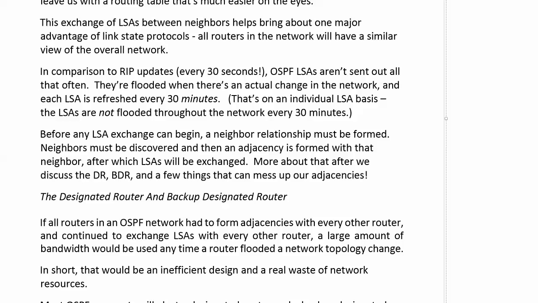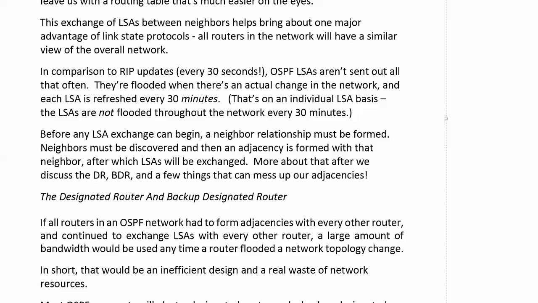Now, before the LSA flooding, I definitely want to mention that each LSA is refreshed every 30 minutes. That is on an individual per LSA basis. I don't want anybody thinking, well, twice an hour, every LSA in my network is going to be refreshed all at one time. That would be a lot of work for our routers, and we would not want that.